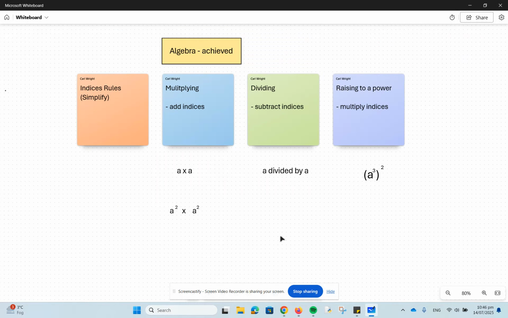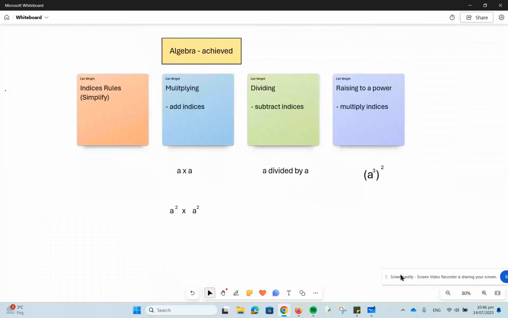Okay, the second topic you want to learn in algebra, after we've done adding or plussing algebra terms, is the indice rules. Indices are all to do with powers. They're called powers, indices, or exponents, so they've got different names.